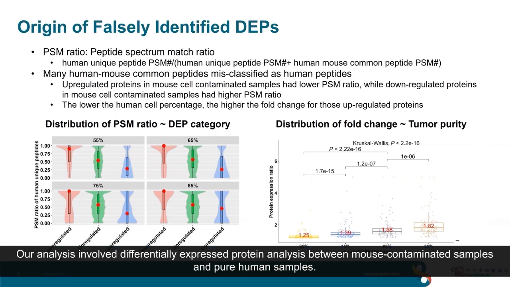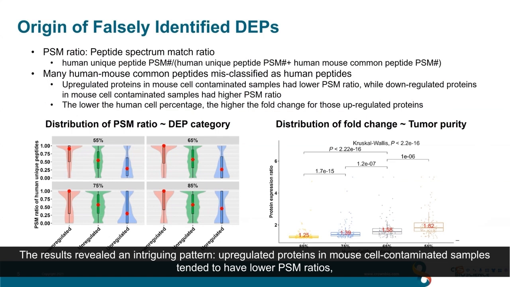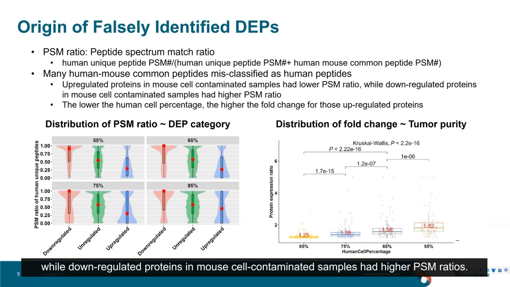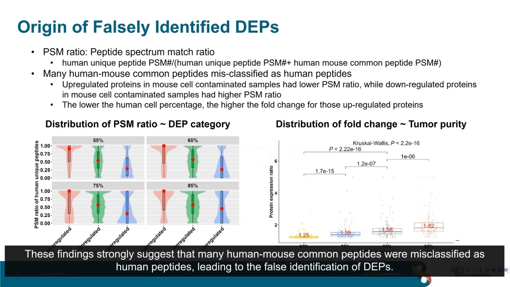Our analysis involved the differentially expressed protein analysis between mouse-contaminated samples and pure human samples. The results revealed an intriguing pattern. Upregulated proteins in mouse cell-contaminated samples tended to have lower PSM ratios, while downregulated proteins in mouse cell-contaminated samples had higher PSM ratios. We also observed that the fold change of the upregulated proteins was negatively correlated with tumor purity. This finding strongly suggests that many human-mouse common peptides were misclassified as human peptides, leading to the false identification of DEPs.